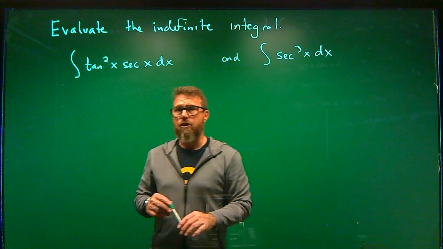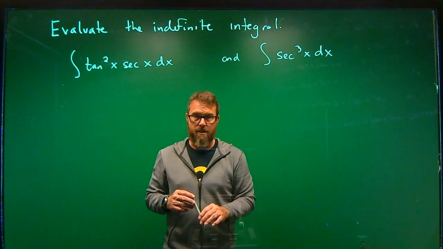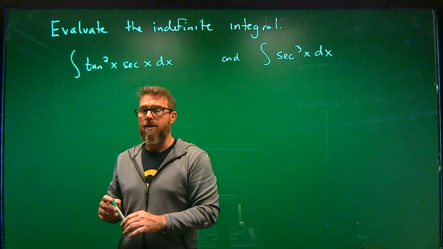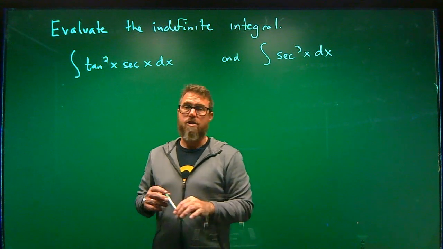A student came to me and asked me how to integrate the secant cubed of x dx. It ends up actually being related to the integral of the tangent squared of x times the secant of x dx. So we're going to integrate this left-hand integral and then in turn find the antiderivative, or the indefinite integral, of the secant cubed.